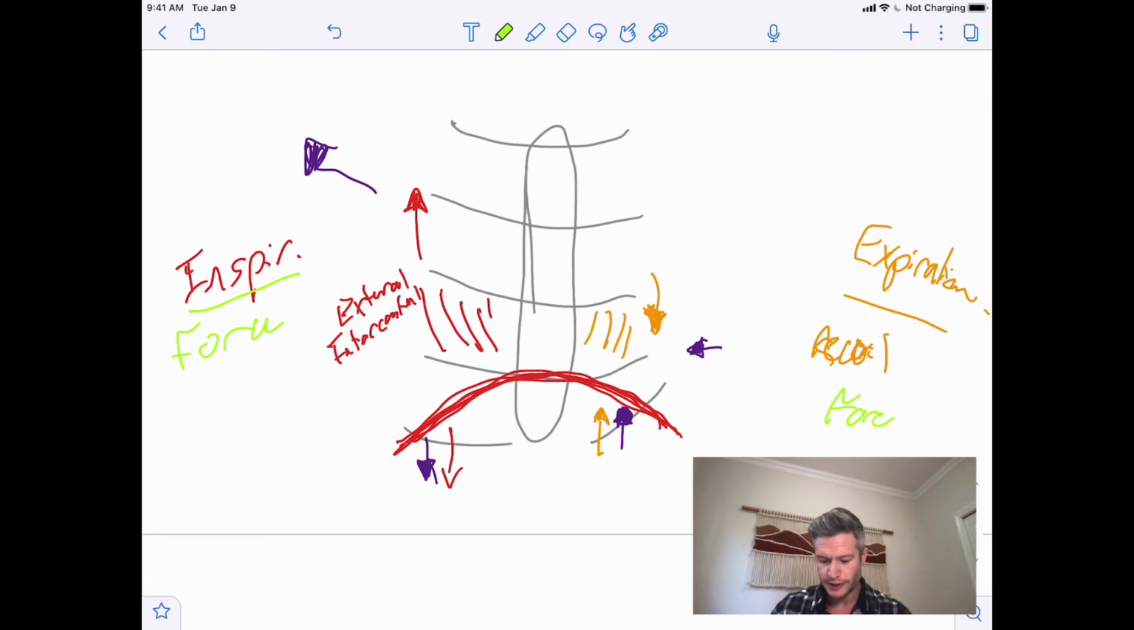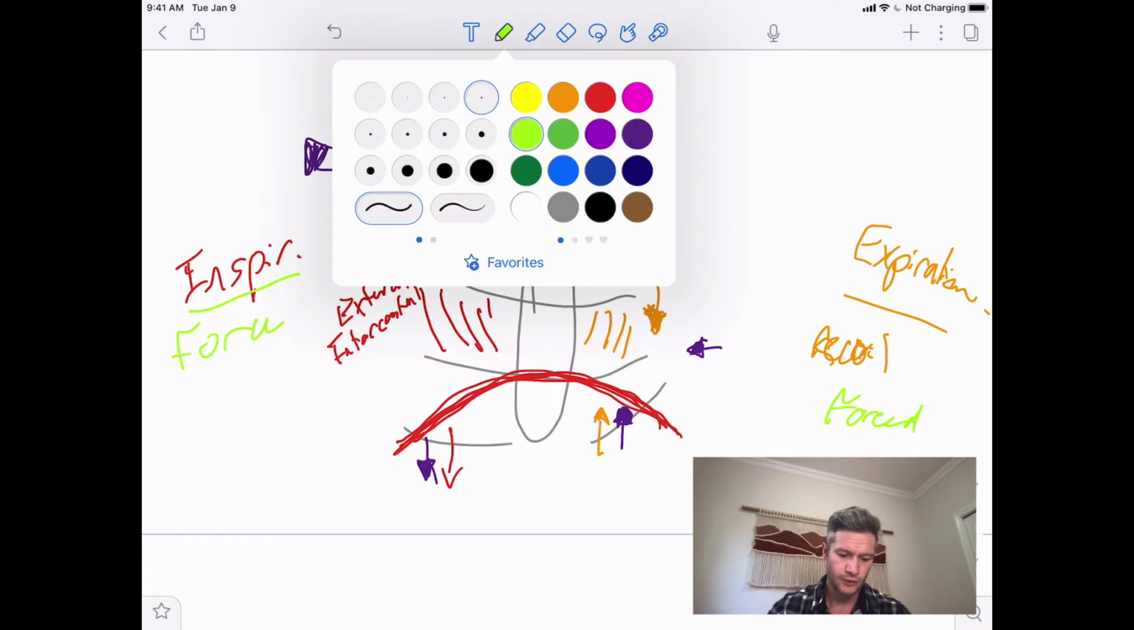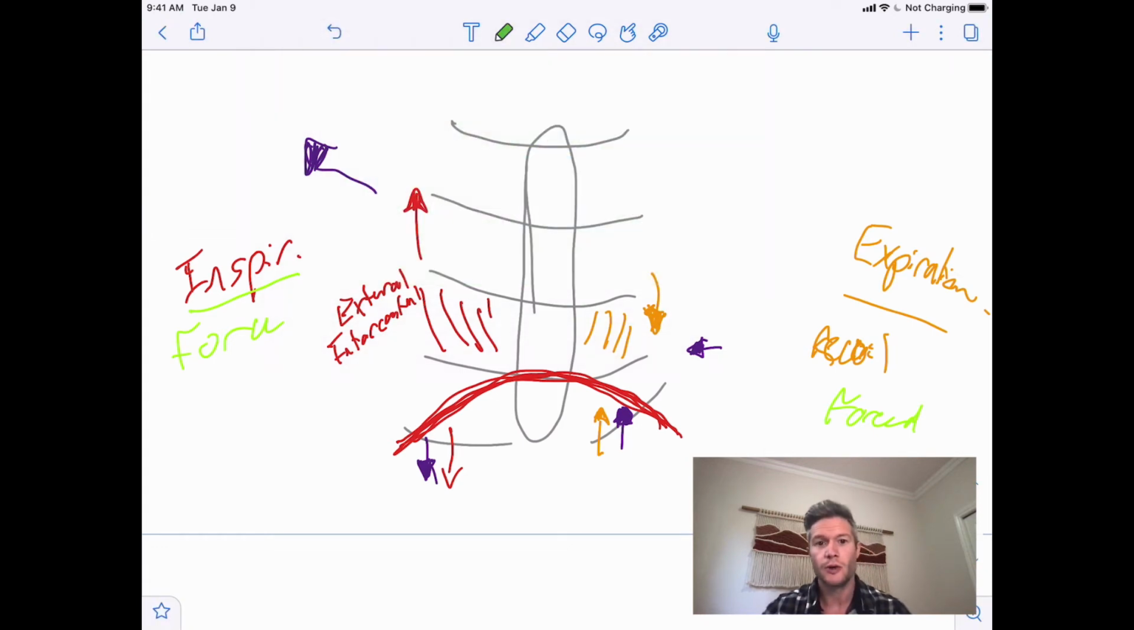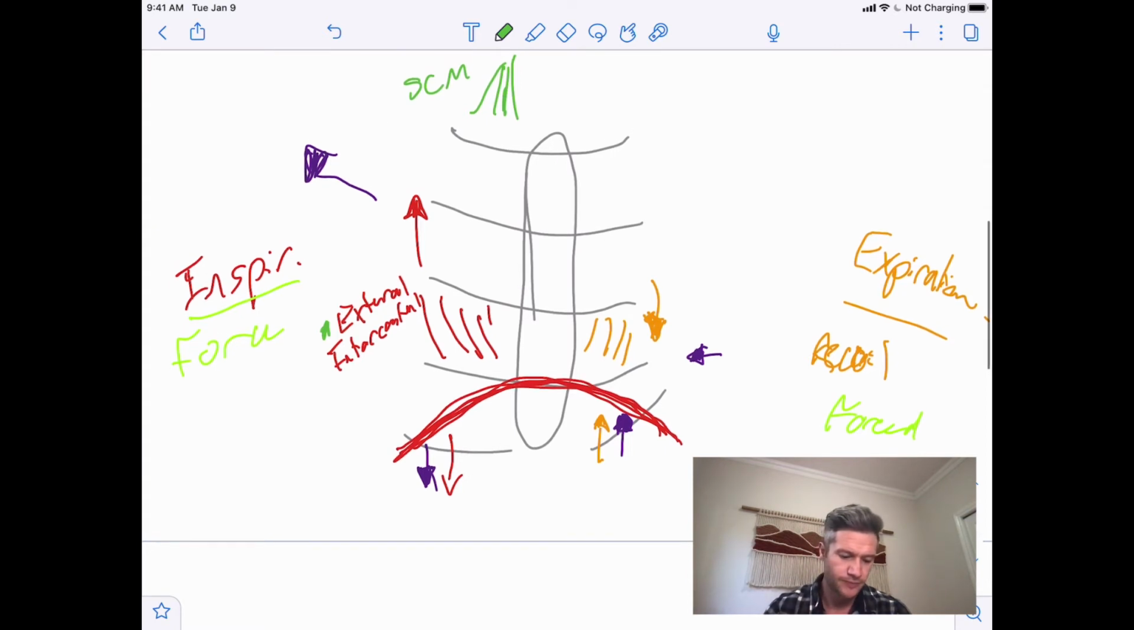Let's go forced. Okay, and that changes things a little bit. One of the main things is the recruitment of more accessory respiratory muscles. So one of the main ones on inspiration would be more recruitment of what's already occurring, but our accessory muscles include the sternocleidomastoid, and if you get a little bit farther more interior, your scalenes. Okay, those are the main ones, and that's kind of the main addition.